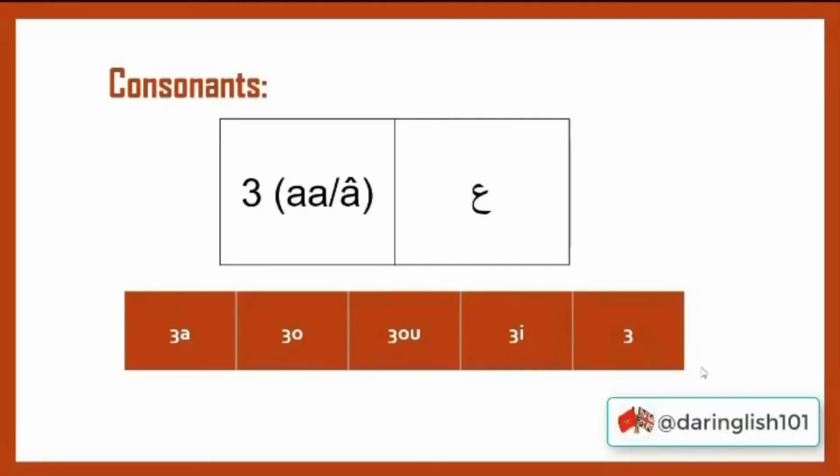So the Ain comes from behind the apple of your throat. So put a fingertip on your apple and then try to feel the vibration as you say the letter A. You don't have to say it perfectly, but just try.